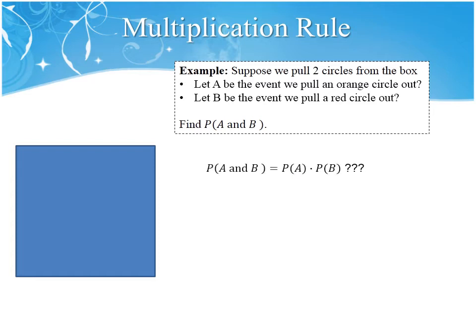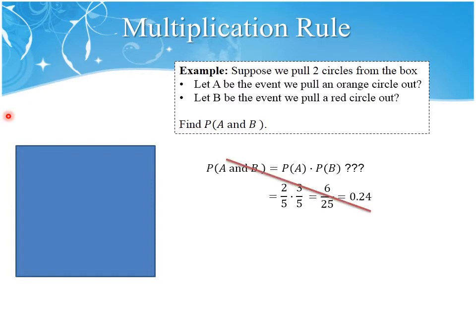If we want to find the probability that A happens and then B happens, can we just multiply the probability of A times the probability of B? Well, let's think about what this is. The probability that A occurs, in other words, the probability that we pull an orange circle out, since there's 2 in there, out of 5 total circles, the probability would be 2/5. Similarly, for the probability of B occurring, the probability we pull a red circle out, would be 3, because there's 3 red circles, divided by the total number of circles, which would be 5. Multiplying those together, you'd get 6 out of 25, which is 0.24.